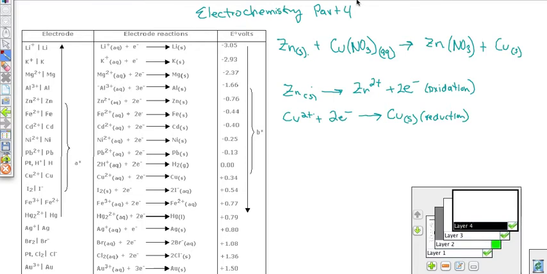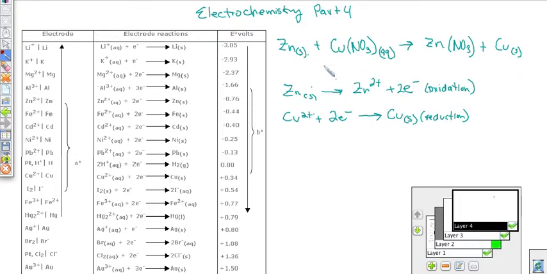Hello, this is electrochemistry part 4. In this one, I'm going to try to introduce you to what's called a galvanic cell or a voltaic cell. I refer to them as either. And so, in these particular types of cells, what we're doing is we're taking a reaction like this one.